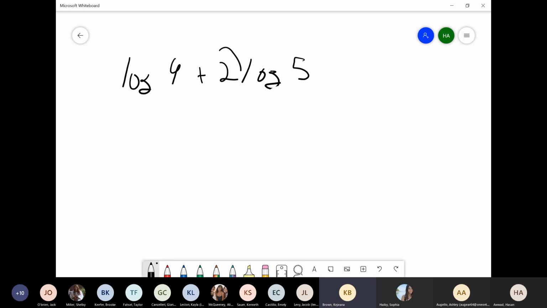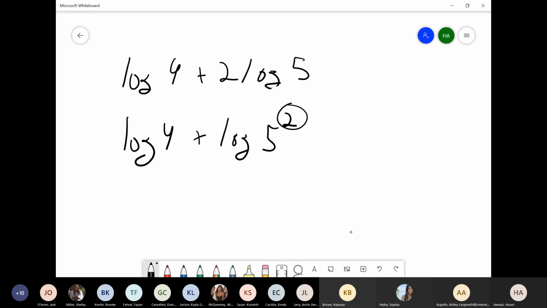Yeah, exactly. We're going to take this 2, and we're going to move it to be the exponent on the value that's in the logarithm. So the value in this logarithm is the 5. So when we rewrite this, this is really the log of 4, we haven't touched the first log, plus log of 5 squared. Right? We took the 2. The 2 is a coefficient. The power rule says a coefficient of a logarithm can be the exponent of the value, and vice versa.